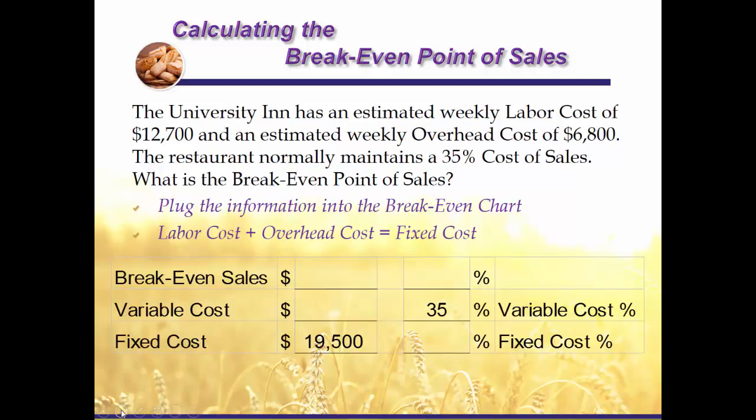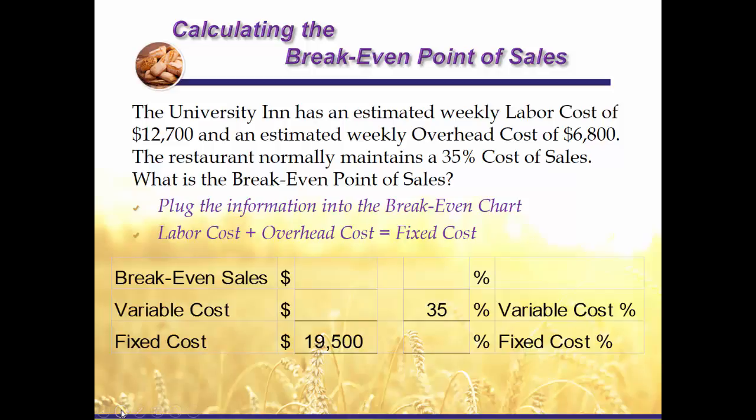The University Inn has an estimated weekly labor cost of $12,700 and an estimated weekly overhead cost of $6,800. The restaurant normally maintains a 35% cost of sales. What's the break-even point? We plug the information into the break-even chart, and this gives us labor cost plus overhead cost equals our fixed cost. So we have our fixed cost at $19,500. Our variable cost is 35%.